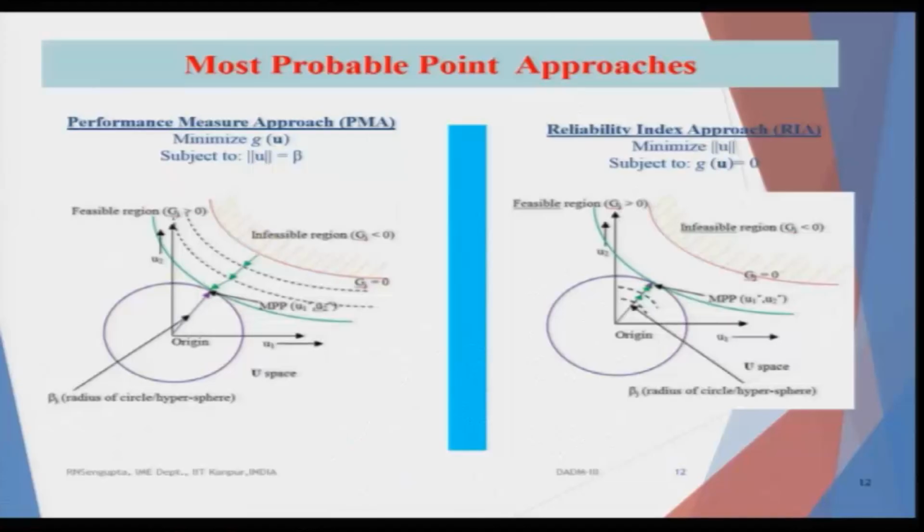The first case: you have transformed it into the u space, and you have the origin. The origin is here, and this circle, if you remember, beta was the minimum of the mod of the u space, which is the distance. You want to minimize that.